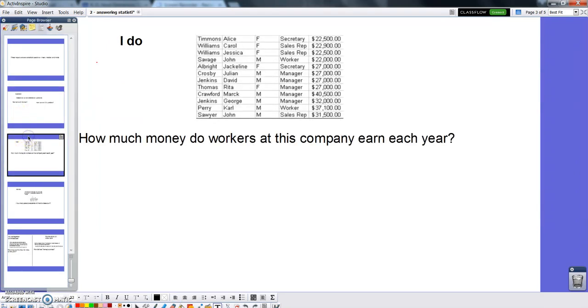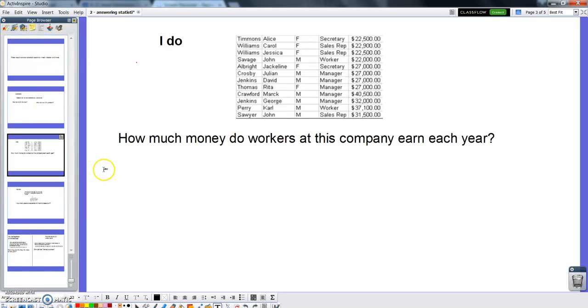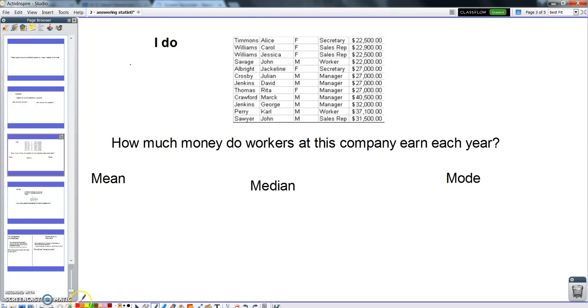So let me do them for you. There are lots of ways to answer statistical questions. Today I'm going to introduce you to 3 of them, called mean, median, and mode. Let me walk you through these one at a time. So mean is the one that takes the most calculation. There's another word for mean that you have probably heard in your life at some point, and that is the average.